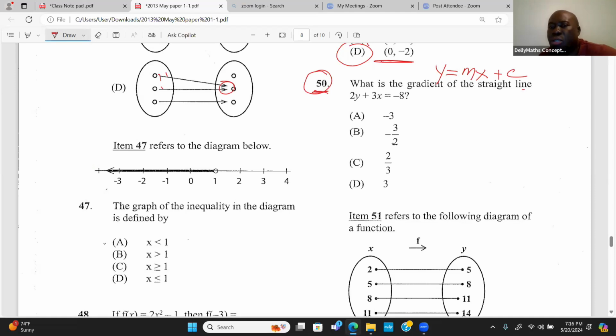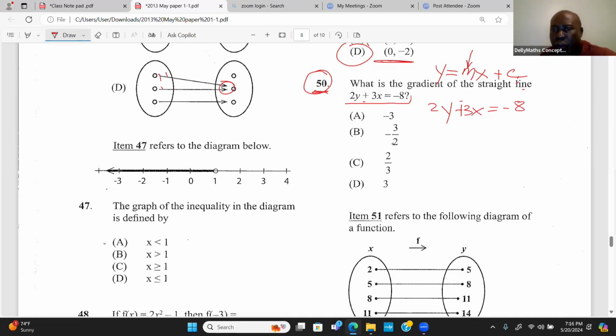Work with me, man. We said y is equal to mx plus c. If you're going to tell the gradient, y equals mx plus c. So you can tell the gradient is the number that comes in front of the x. So you need to set this up yourself. You're going to transpose so that the y is alone.